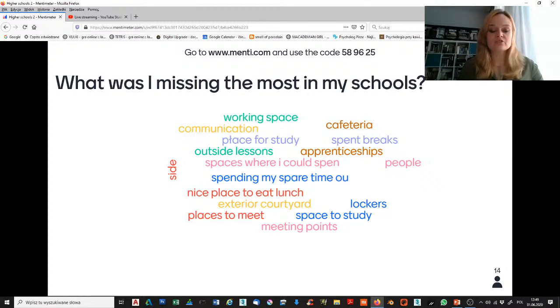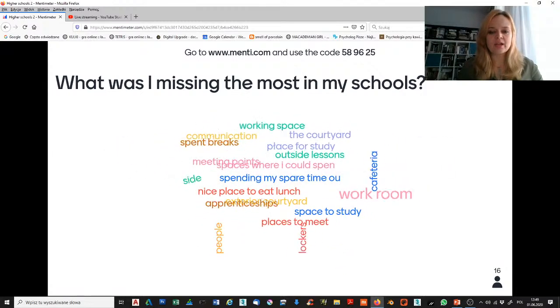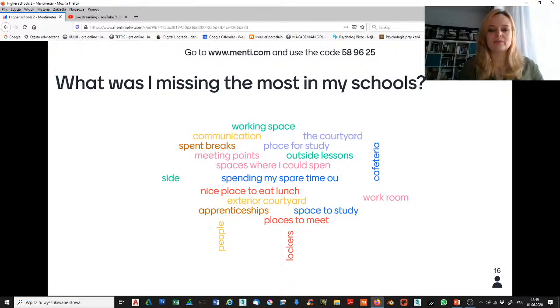Nice place to eat lunch, definitely. Exterior courtyard, places to meet, space to study. That's a very important thing. Today I will be discussing and showing you spaces where you can study, where you can learn, spaces that help you to concentrate on the task that you want to do in your time between the classes, for example, directly at the university. Apprenticeships, yes, that's a huge problem. That's also a problem of architecture because sometimes there's not enough space for students.